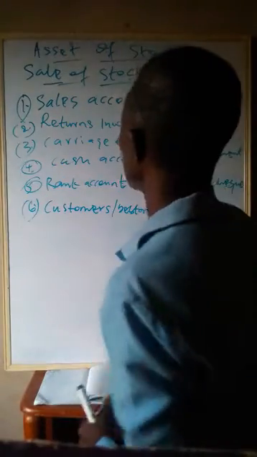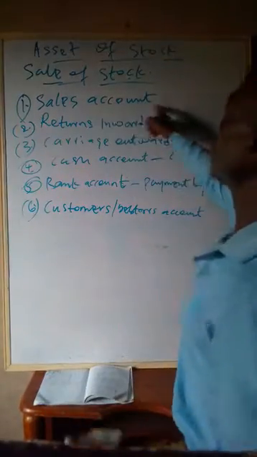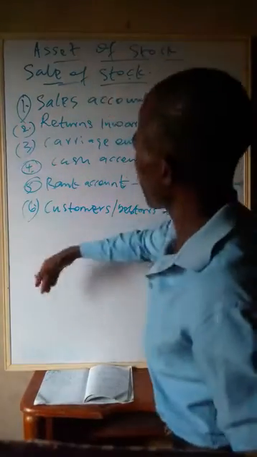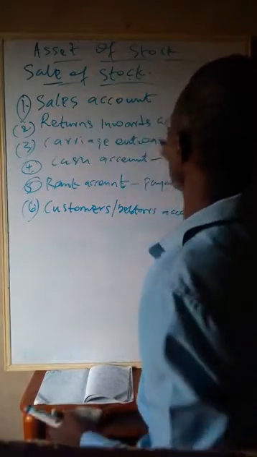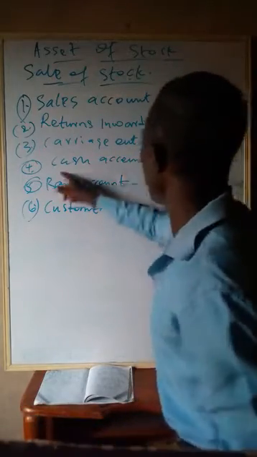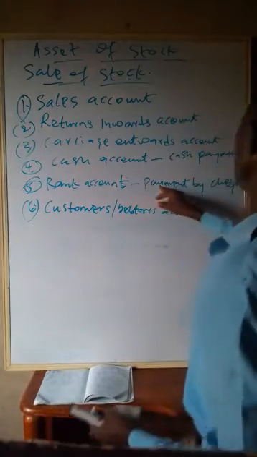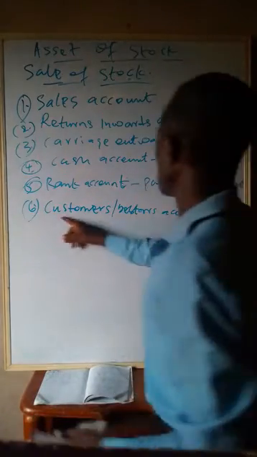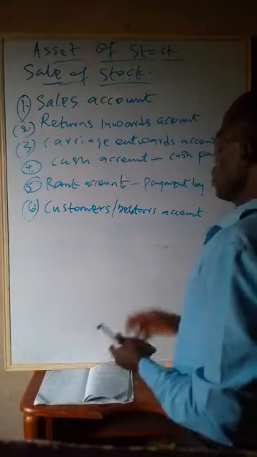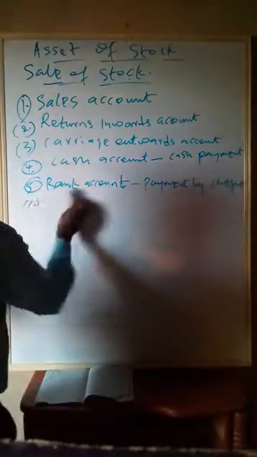So now I go to the subclassification according to sales of stock on cash basis and sales of stock on credit basis. So sales of stock, the various accounts involved are sales account, returns inwards account, carriage outwards account, cash account, this is cash payment, bank account, this is payment by check, and customers or debtors account or receivables account. So I wrap it up now.